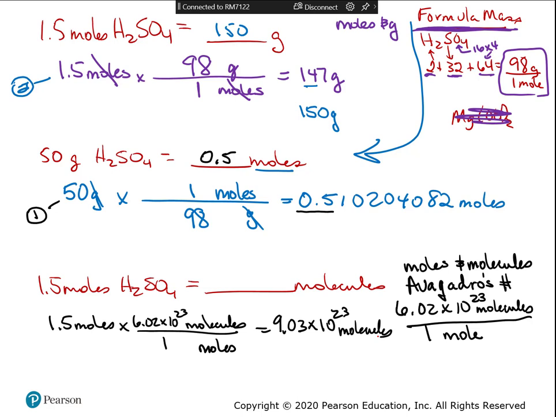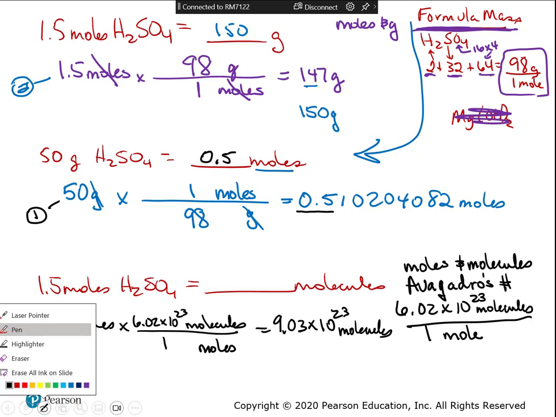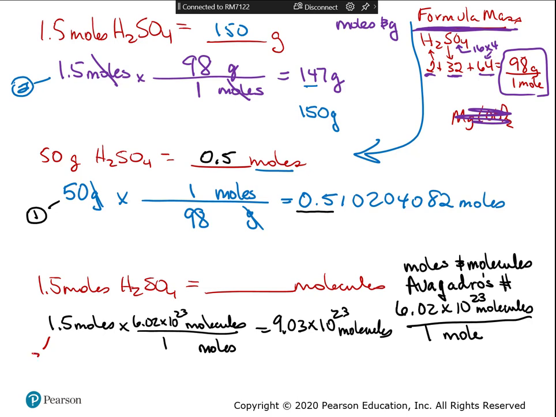All right, I got 9.03 × 10⁷. Anybody not get that? Hand up if you didn't get it. Okay, can I keep all those? How many significant figures in my measured number? 2. So I can keep the 9.0.